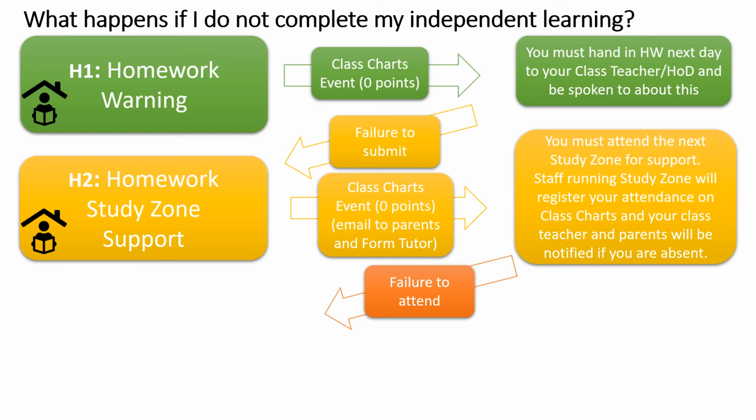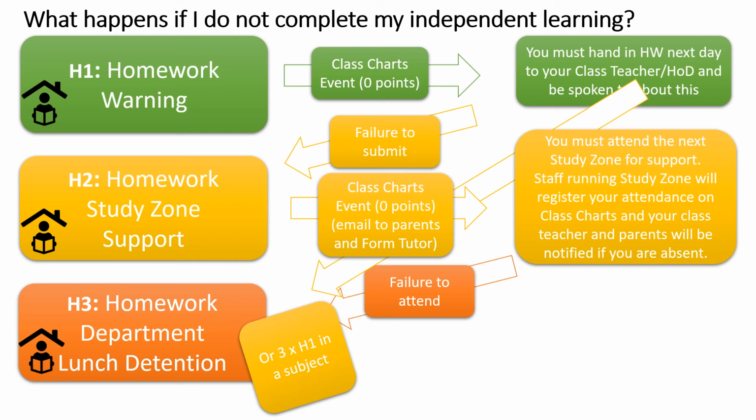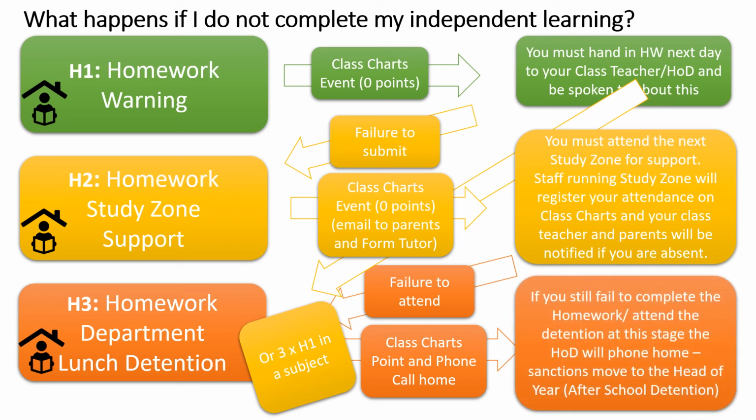If you fail to attend or the work is still not completed to an adequate standard, or if you've received 3 H1s in the same subject, you'll then be issued a H3, a Homework Department Lunch Detention. Class charts will now record this as a negative behaviour point, and your class teacher will make a phone call home. If after all this you still fail to complete the homework or attend the detention, at this stage the head of department will phone home, and sanctions will now move to the head of year, and you'll receive an after-school detention.